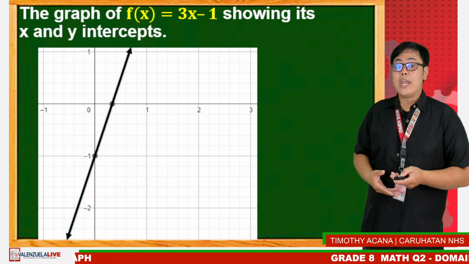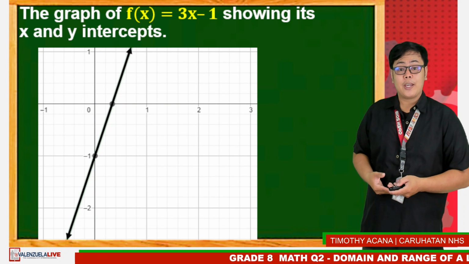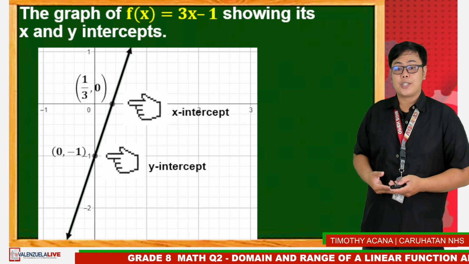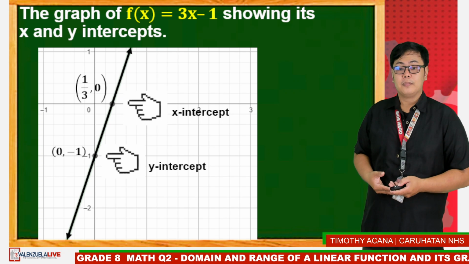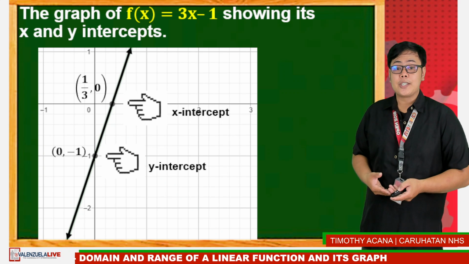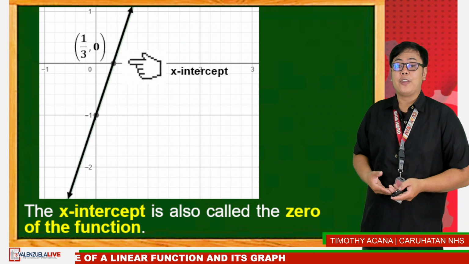Here, we have the graph of f(x) = 3x - 1, showing its x and y-intercepts. Take note that the x-intercept is also called the zero of the function.